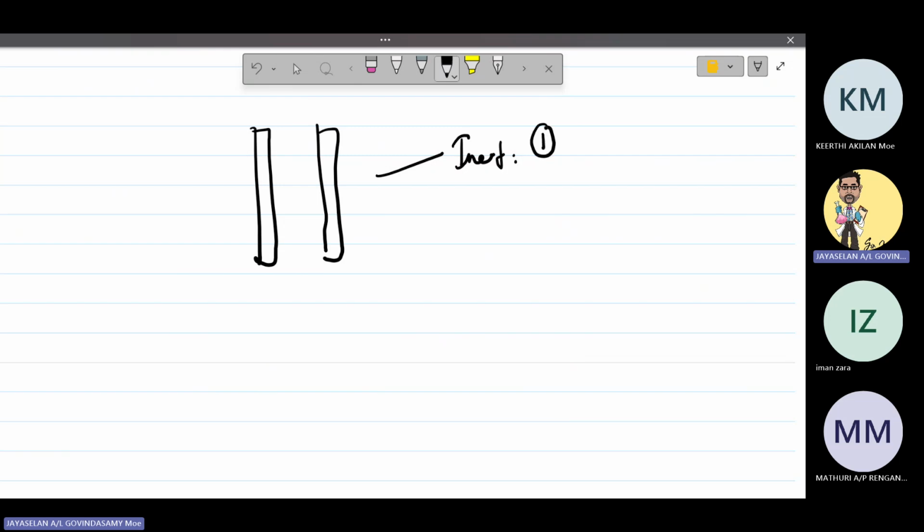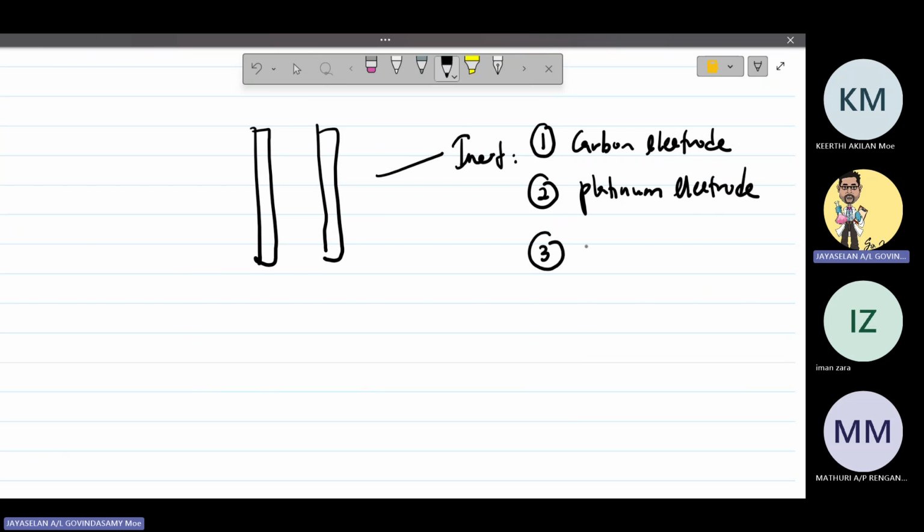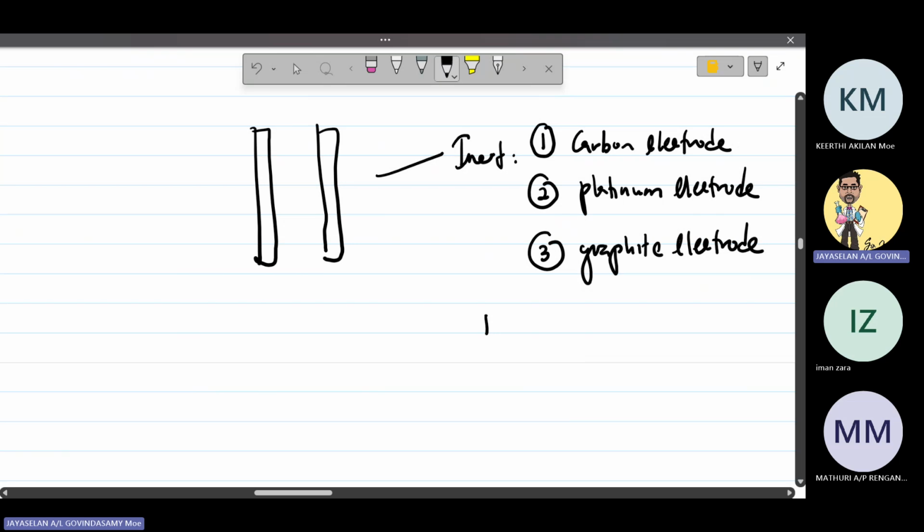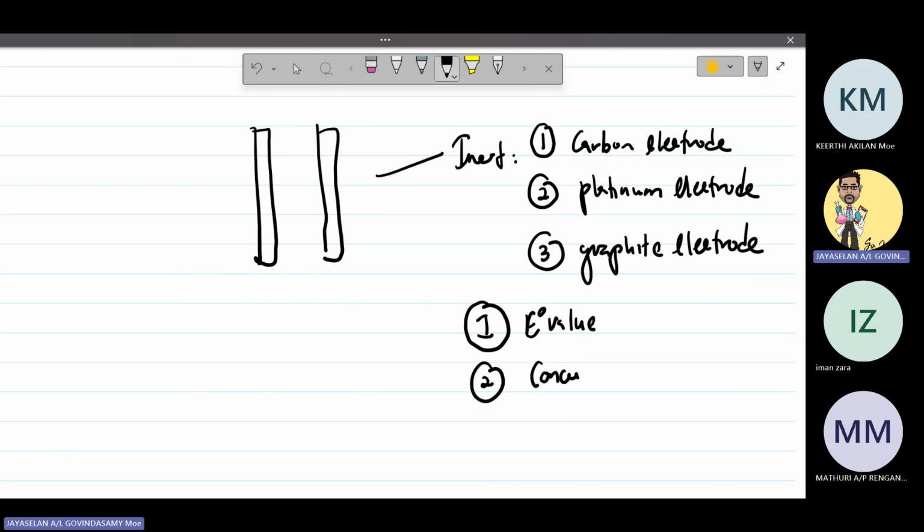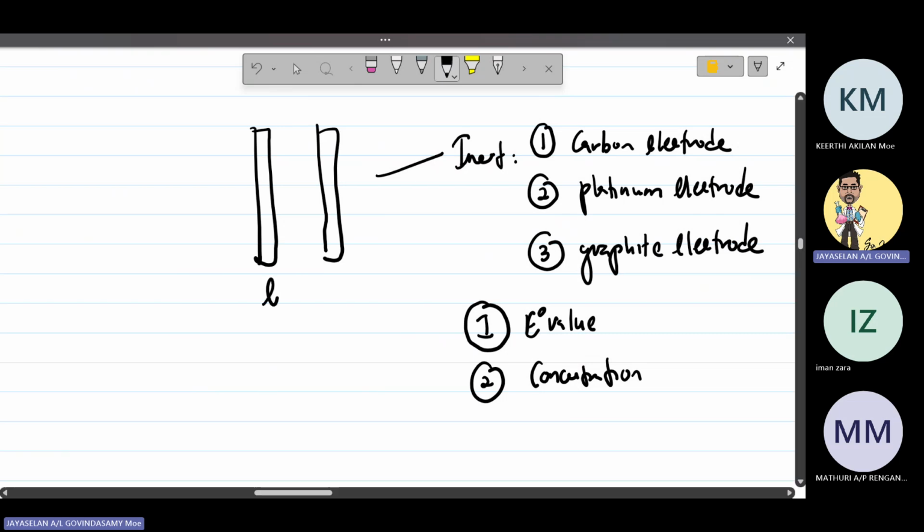Mana satu inert? Number one, kalau dia letak carbon electrode, inert. Dia adalah lengai. Number two, platinum electrode, itu pun adalah inert. Number three, graphite. Graphite pun inert. Hanya tiga ini saja inert. Kalau inert, itu mungkin factor 1 which is E naught value, ataupun factor 2 which is concentration. Factor 3 tak boleh. Faham? Boleh? Sudah faham?